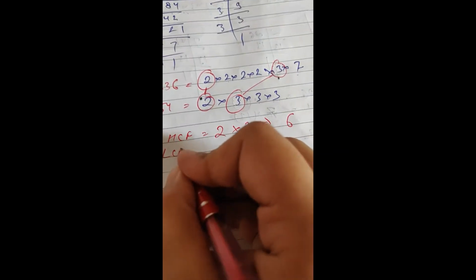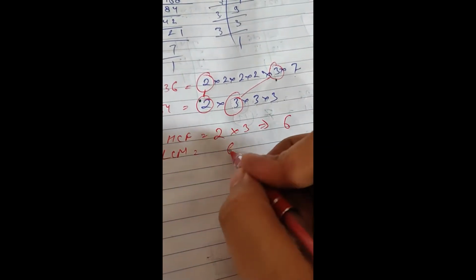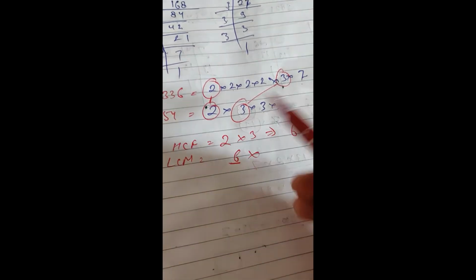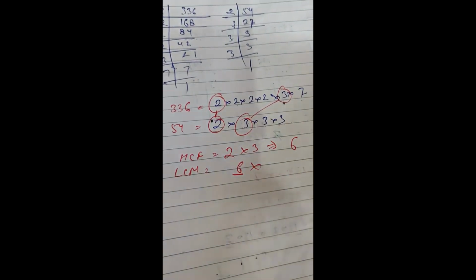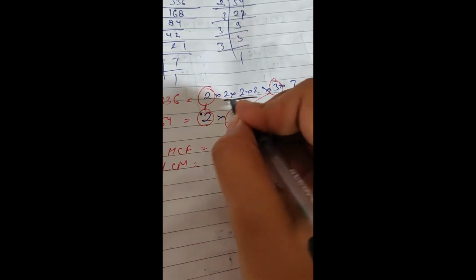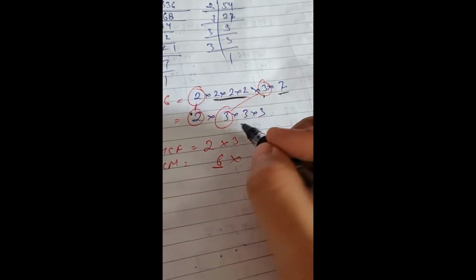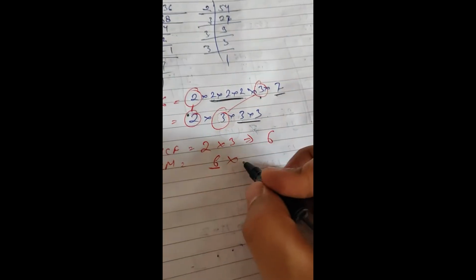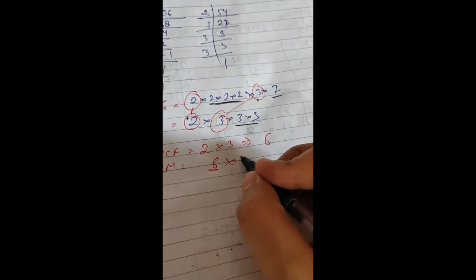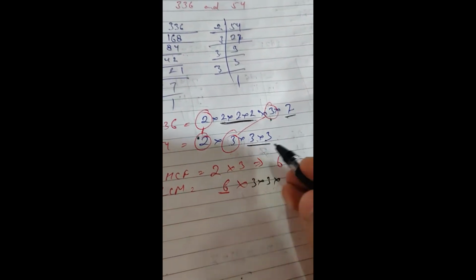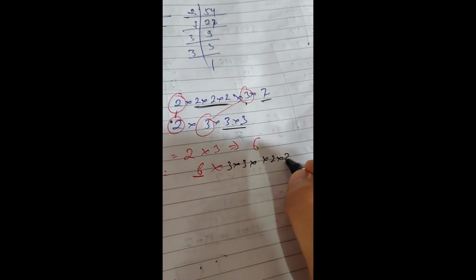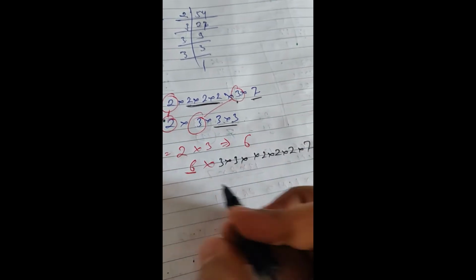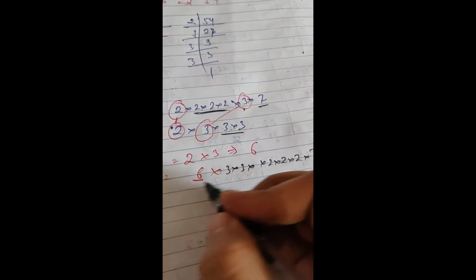And for LCM we will write HCF times whatever is left. So what is left? These 2s are left, this 7 is left, and these 2 3s are left. We can write it like this to make it more clear, and 7. So this is HCF into LCM.